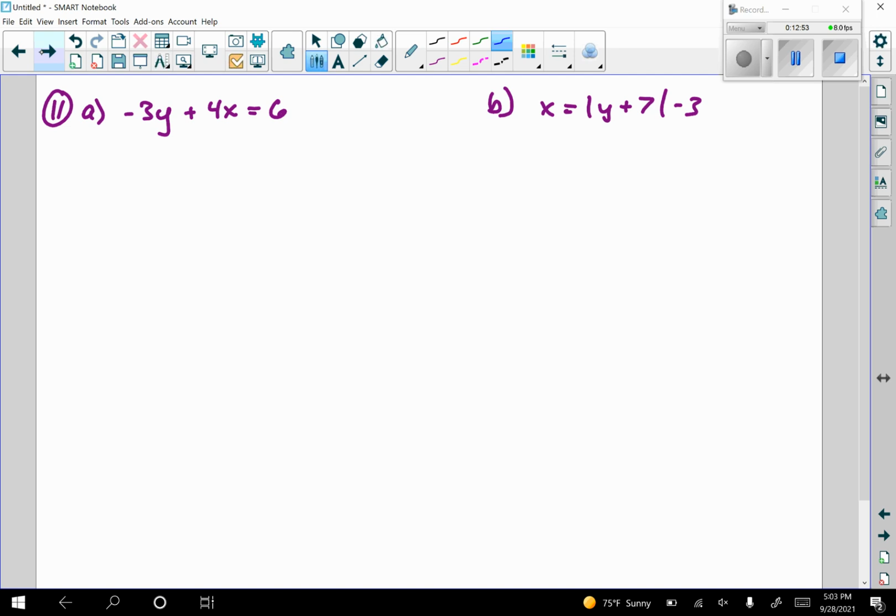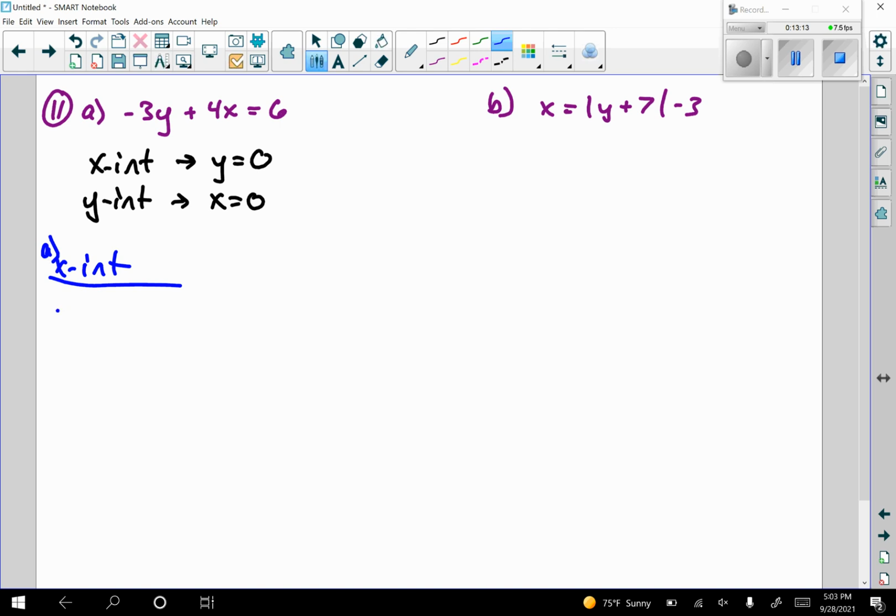All right, for 11, we're asked to find the x and y intercepts. Remember, to find the x-intercept, just let y be 0. To find the y-intercept, substitute 0 in for x. So I'm going to label these. Let's first find the x-intercept for a.